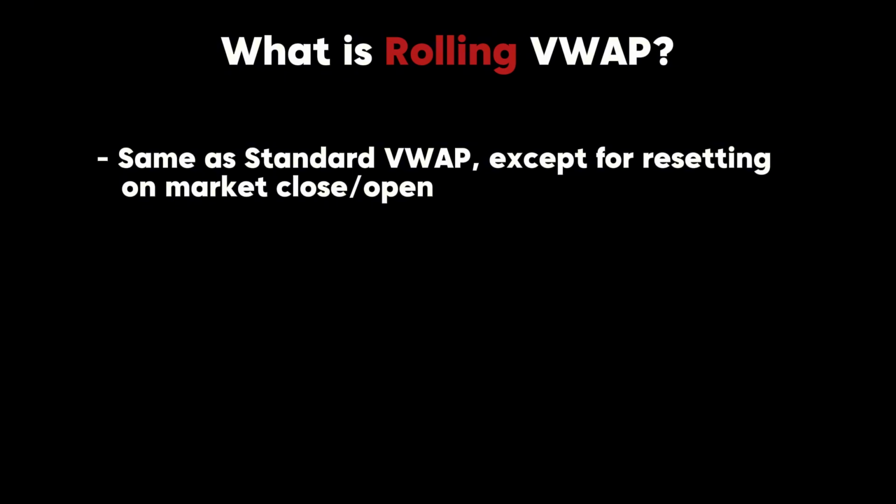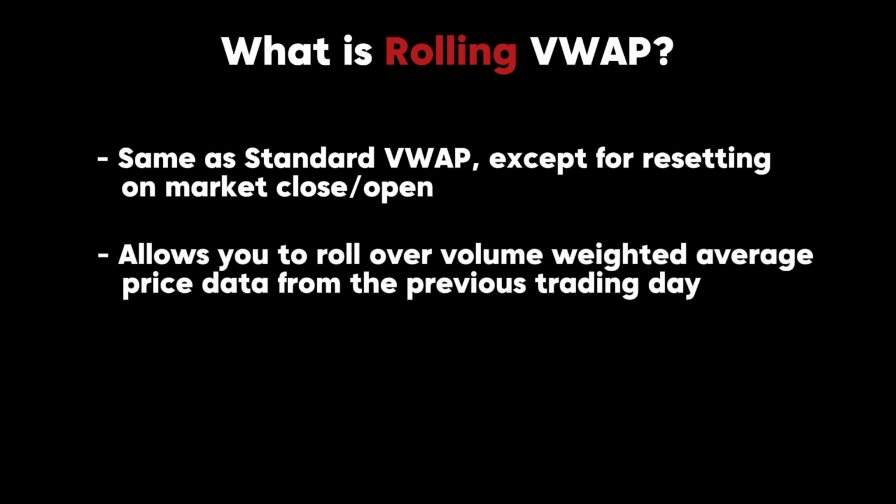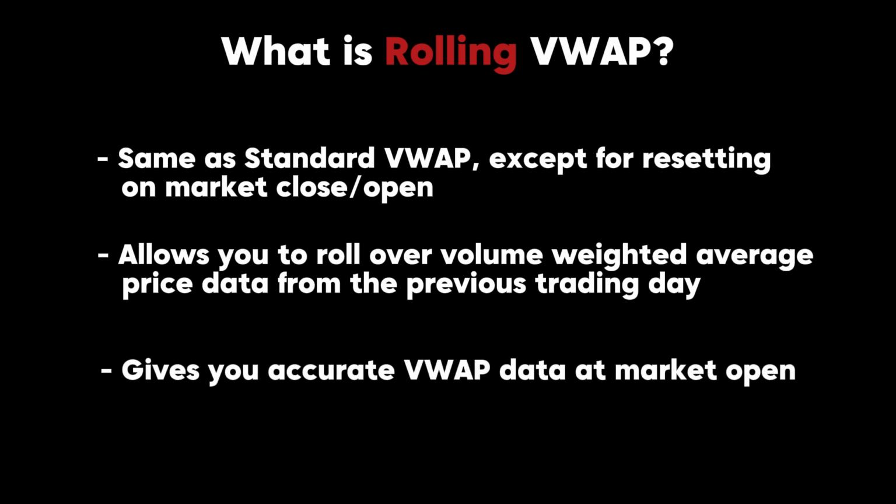Rather than resetting, rolling VWAP takes into account the last 24 hours or whatever other time frame you specify in your indicator settings. This means you don't have to suddenly lose all the previous day's data if you trade right at market open the next day and have a different, potentially more effective VWAP line.